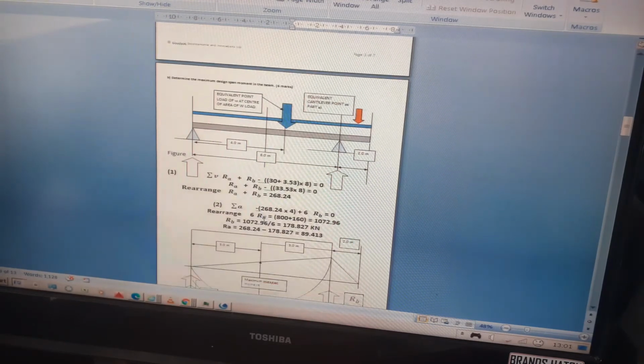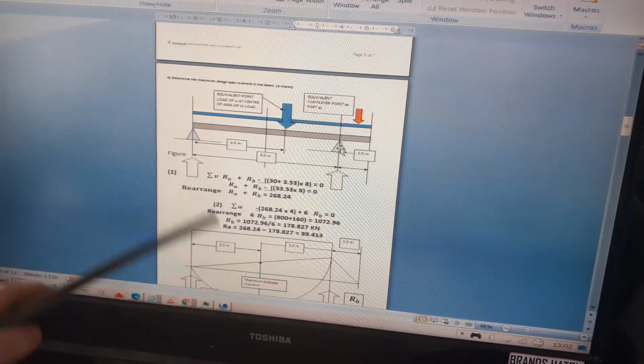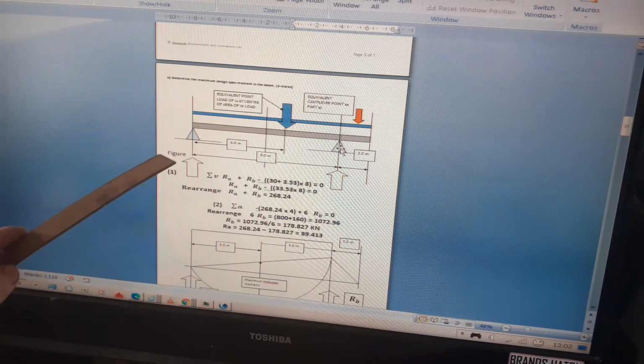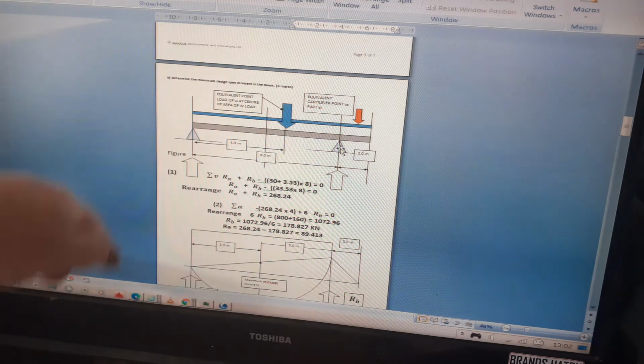So to find the support reactions and the moments in the span, the easiest thing to do is to use the three equations of static equilibrium. We know there's no horizontal forces, so equation 1 is not required. So I just called equation 1 the vertical. That's all the forces acting in the y-axis.